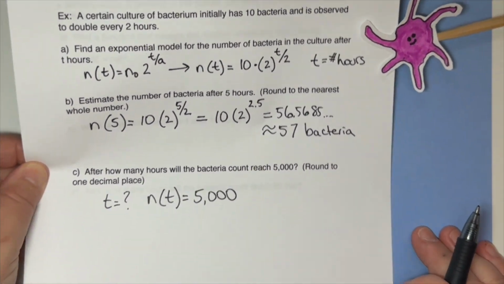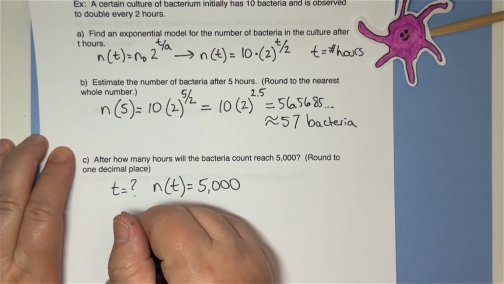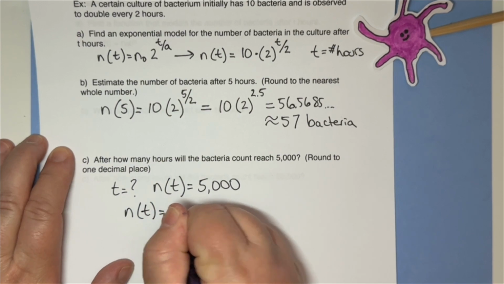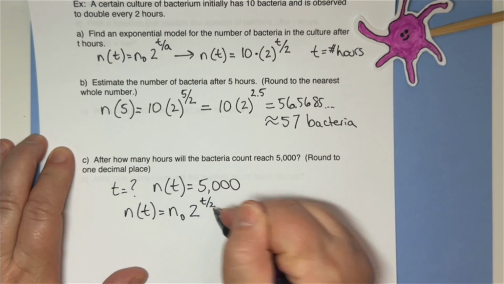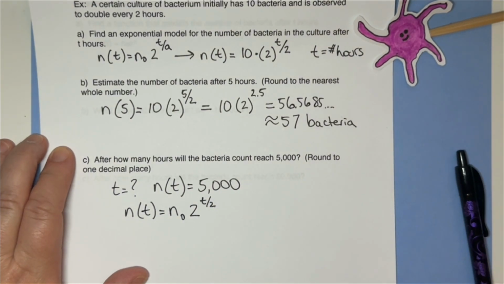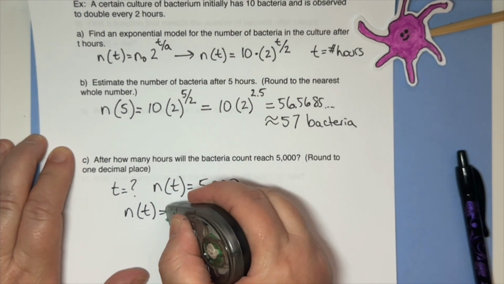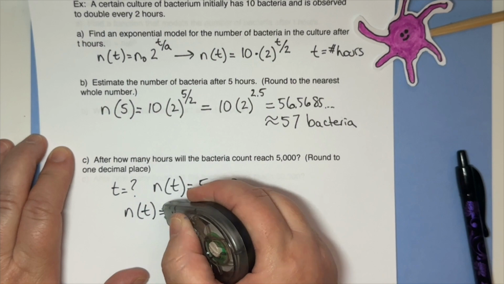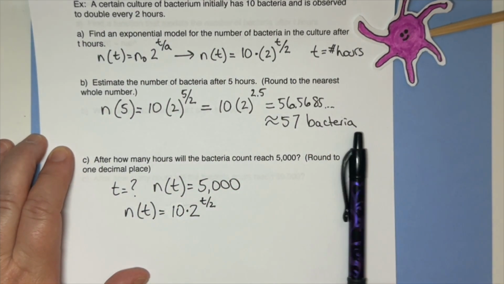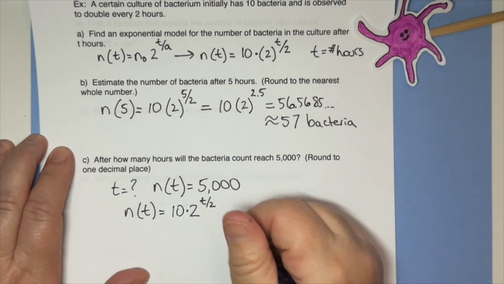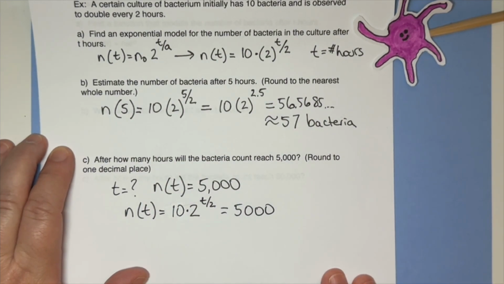What we're going to do is set up the equation. Oh, I forgot. We know what the initial population is. Sorry about that. I got excited about writing out the formula. The initial population is going to be 10, and that whole thing is going to equal 5,000.